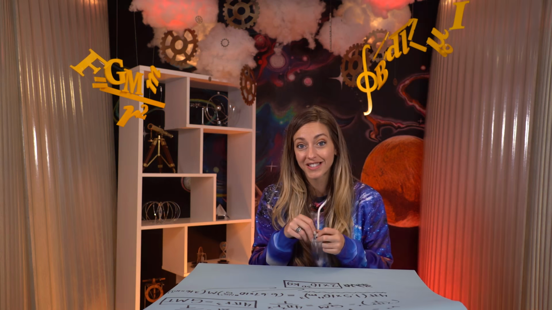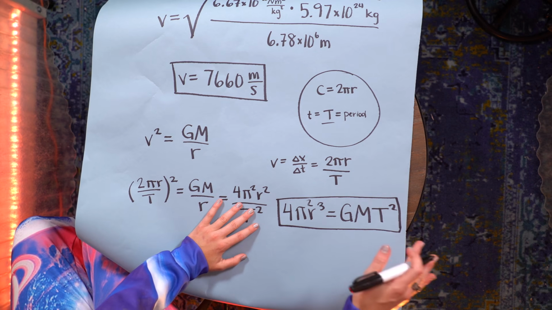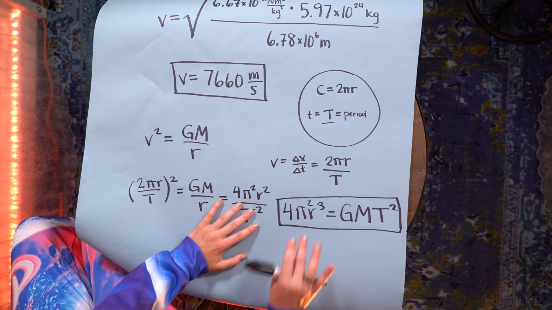And since then, astronomers have found lots and lots of evidence for dark matter, and they've realized that it's super common. In fact, it makes up about 23% of the mass in our universe. And we still have no idea what it is. We've ruled out things like dark planets and dead stars. We don't know what dark matter is yet. And we learned all of that from this, from GMT² = 4π²r³.